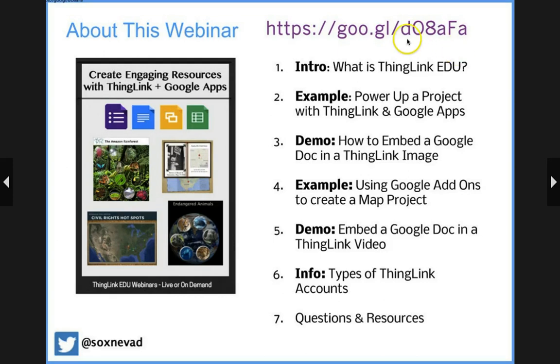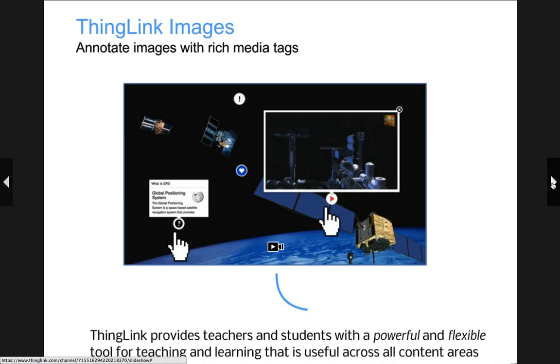So the topics for the webinar tonight are, first we'll start with an introduction, what is ThingLink? Then I'll share an example with you of how to power up a project with ThingLink and Google Apps. Then I'll demonstrate how to embed a Google Doc in a ThingLink image. And after that, I'll share an example of using Google add-ons to create a really powerful map project easily. And then I'll demo how to embed a Google Doc in a ThingLink video. And finally, at the end, we'll talk about the different types of ThingLink accounts for students, teachers, and schools and districts. So let's get started with a brief introduction to ThingLink and some of the features.